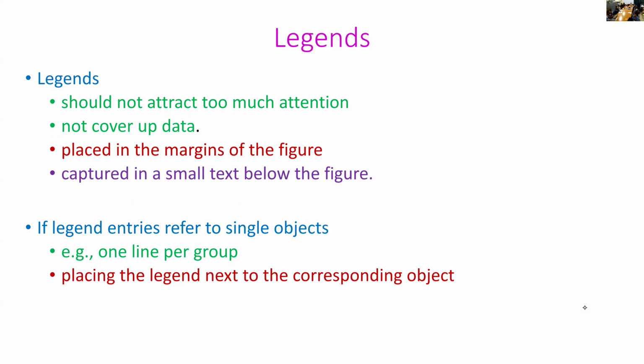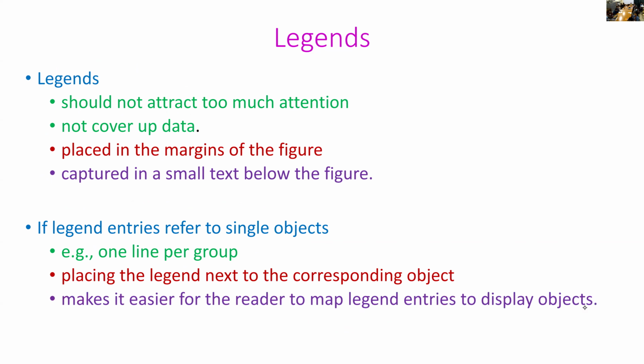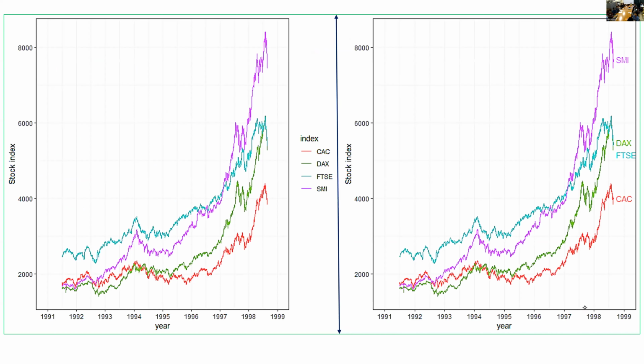If there's only a single line, you can keep the legend on the line or close to the line. Very important. This is 1991 to 1999. This is the stock market, how it's doing. Now, what is India's stock market called? What is the index called?